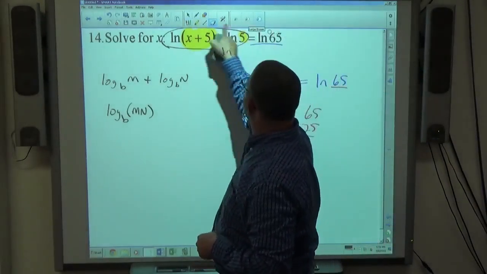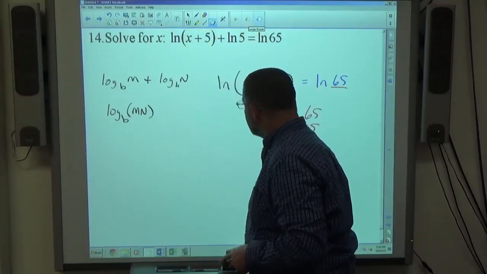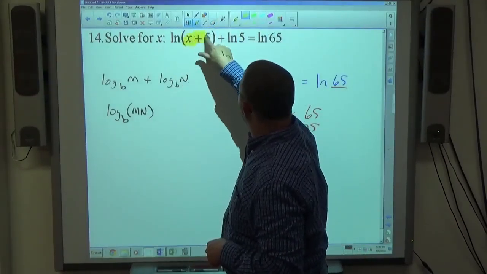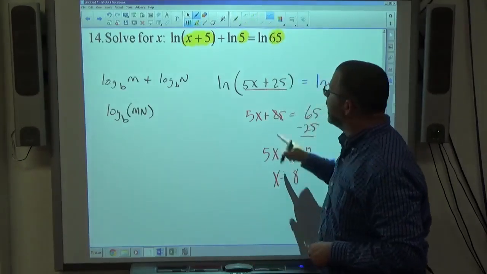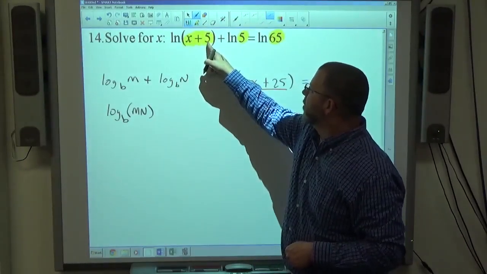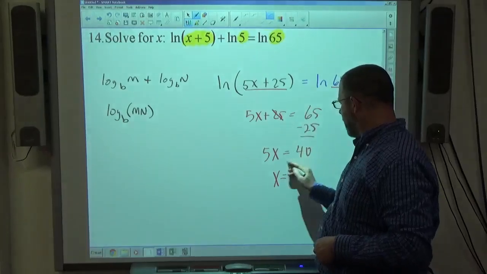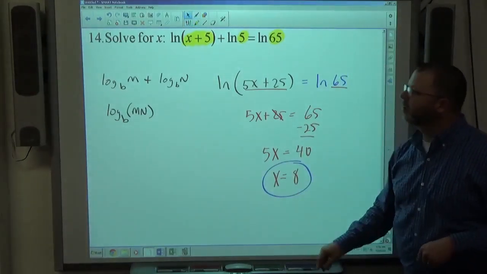Again, all we have to do to verify the correctness of our answer is verify that all three of these arguments are positive with our answer. So, if I put 8 in for x, 8 plus 5 is positive 13. 5 is positive, 65 is positive, x equals 8 is a good answer.